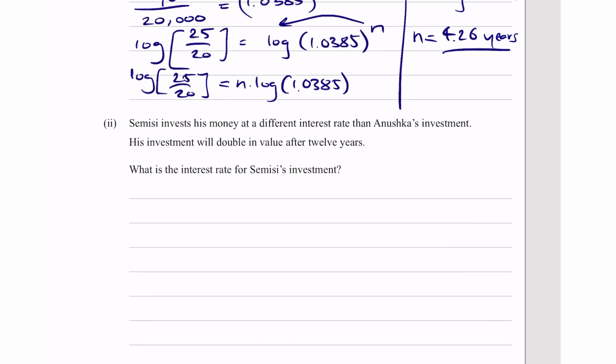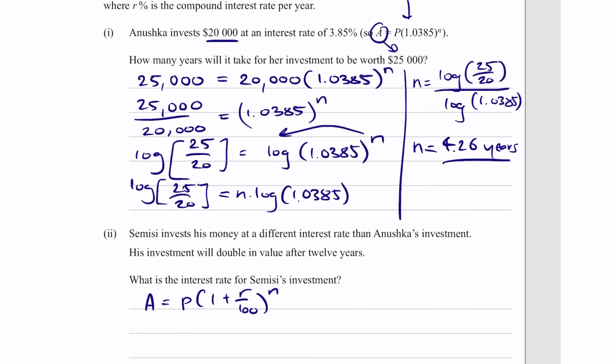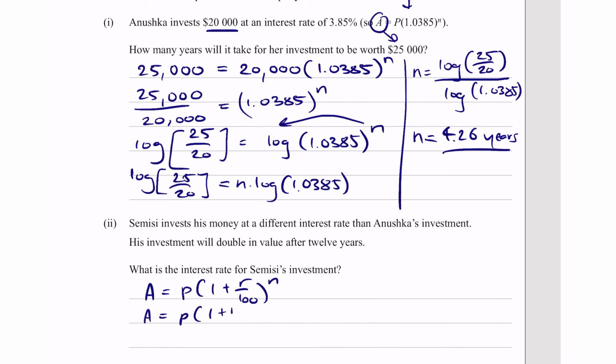Now, in this next part, we've got Samisi, who's investing his money at a different interest rate than Anushka's investment. And now his investment doubles in value after 12 years. So what is the interest rate for Samisi's investment? So let's say A is equal to P, 1 plus R over 100 to the power of n. We want to work out the value of R. We know that the value of n is 12. So A is equal to P multiplied by 1 plus R over 100 to the power of 12. So what's the value of A and P? Well, we actually don't know. But we do know that his investment doubles in value after 12 years, right? So whatever the value of P is, the value of A is twice that.